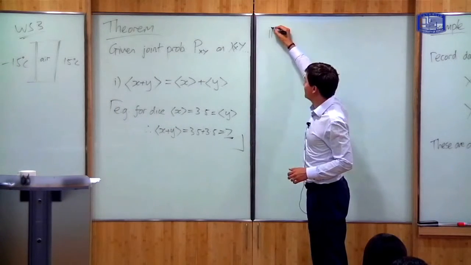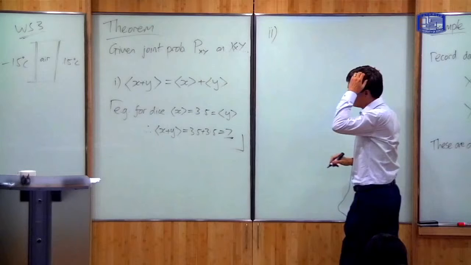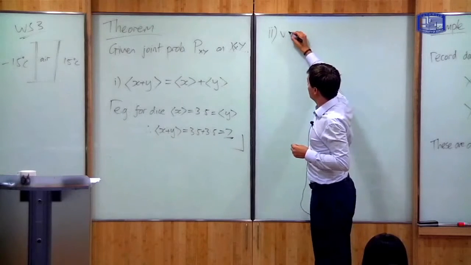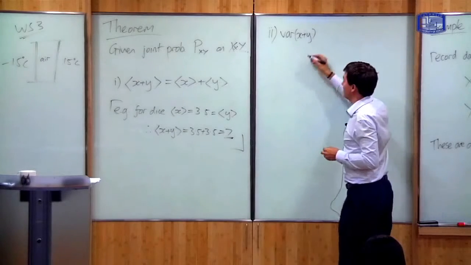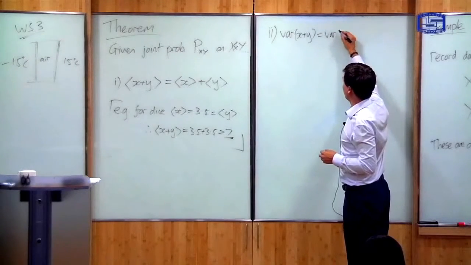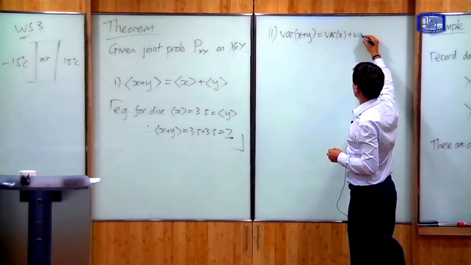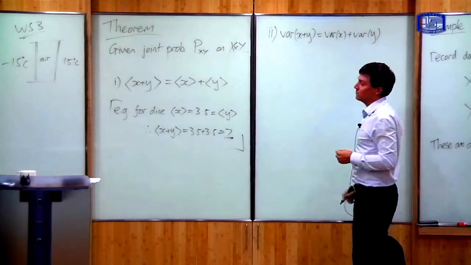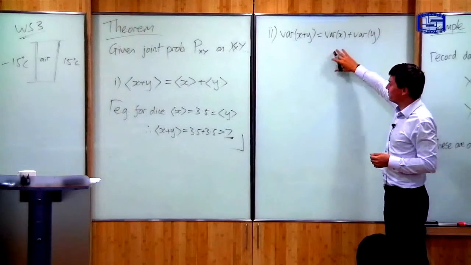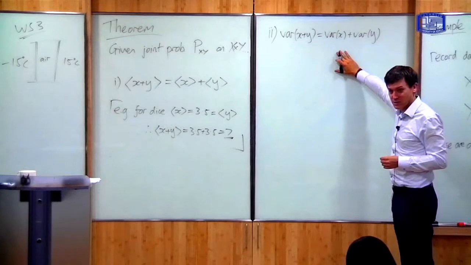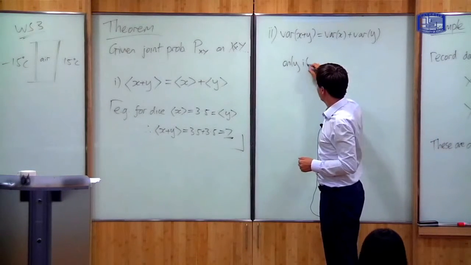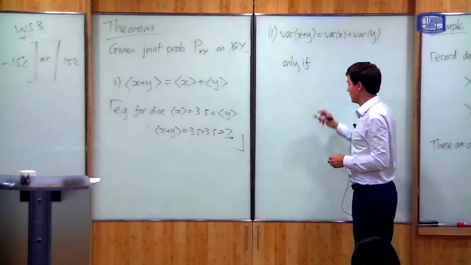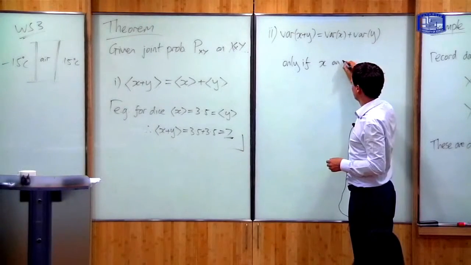The second statement of this theorem is a similar statement for the variances. So the variance of the joint total X plus Y is equal to the variance of X plus the variance of Y. But this is not always true. This is only true if X and Y are independent.